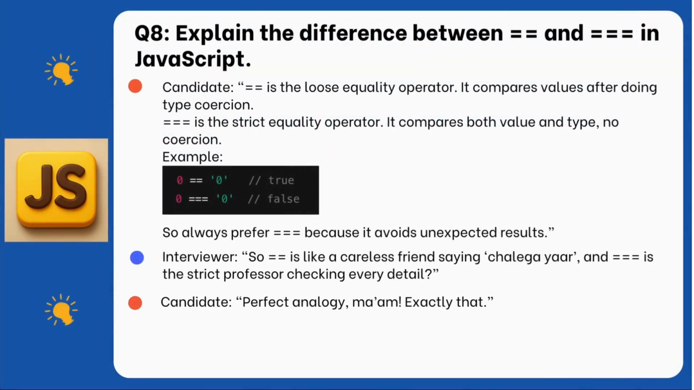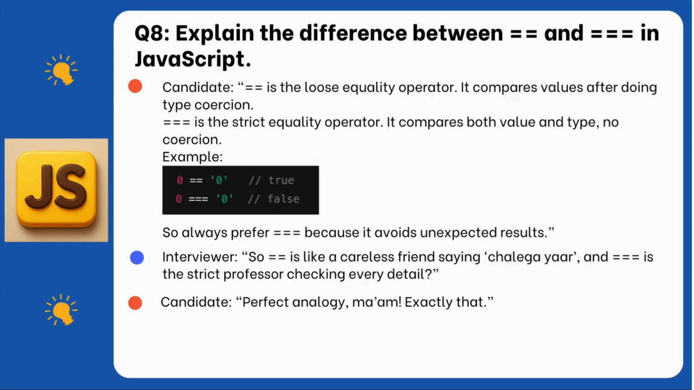Good. Now explain the difference between double equal to and triple equal to in JavaScript. Double equal is the loose equality operator. It compares values after doing type coercion. Triple equal to is the strict equality operator. It compares both value and type, no coercion. So always prefer triple equal to because it avoids unexpected results.